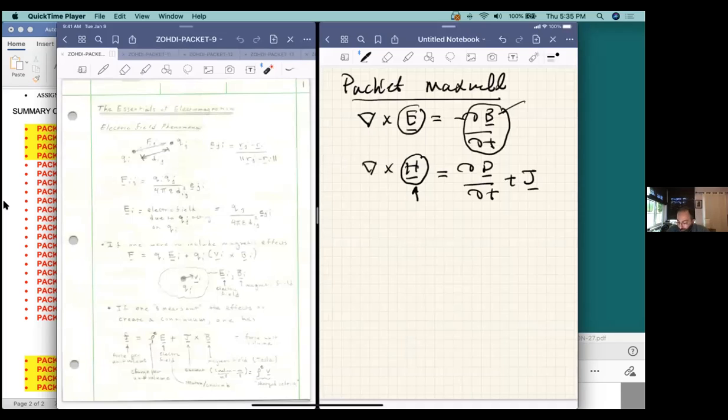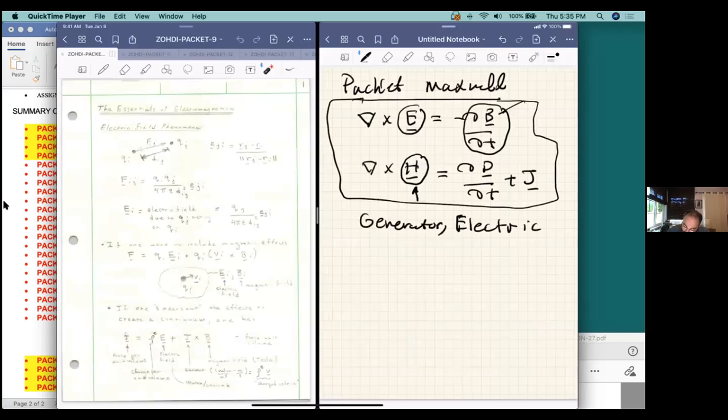Now, these two equations form the basis of almost everything in electromagnetism. And in fact, things like generators, electric motors, etc., those are all driven by knowledge of these equations. Any kind of battery analysis, electrical charging, things of that sort, it's all Maxwell's equations.